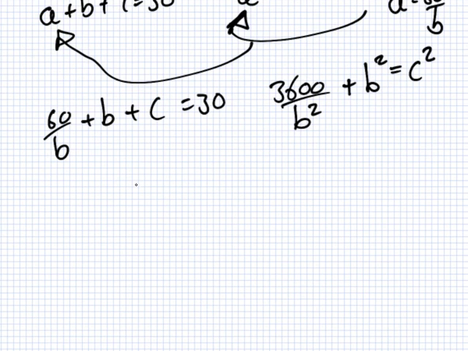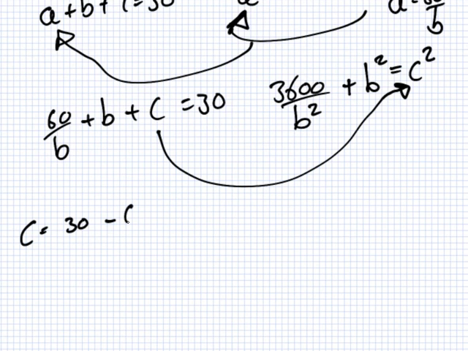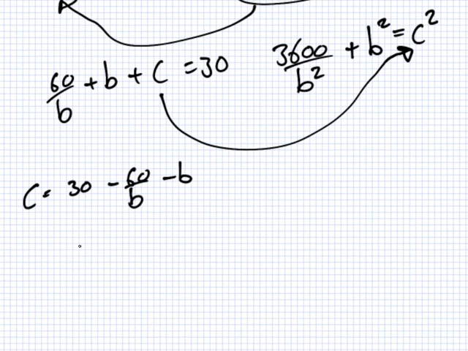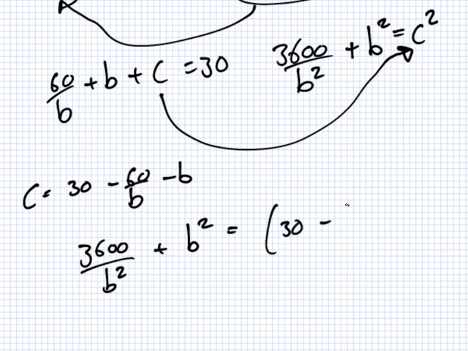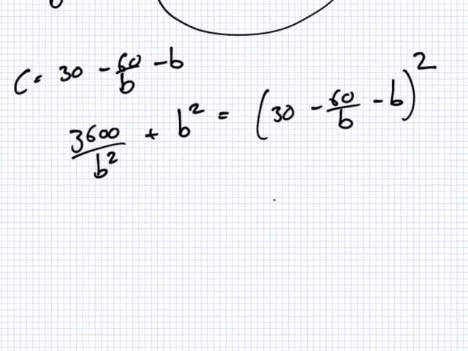What would be best to do next? I think I could take the C here and put it in here. I think that would be best. So I can say C is 30 minus 60 over B minus B. So now I get 3600 over B squared plus B squared equals 30 minus 60 over B minus B squared. Okay, well at least I have only B now. But I still need to find the B here.